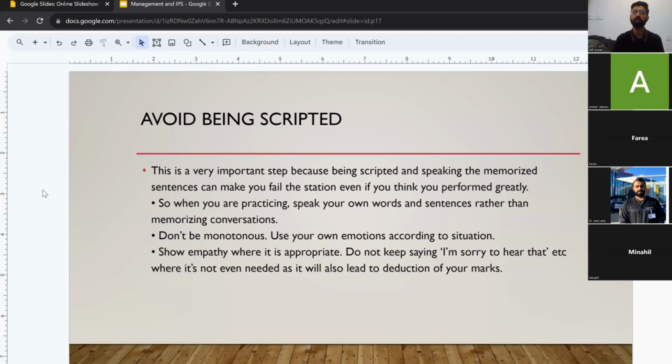But if someone tells you, doctor, I'm experiencing this pain for 2 weeks, you do not need to say, I'm sorry to hear that. You'll simply say, yeah, I can understand. It must have been quite bothering for you, right? So you can show empathy by lowering your tone, by acknowledging their emotions and their suffering, but do not keep saying I'm sorry to hear that, because that seems very scripted and the examiner will deduct your marks. So keep your tone changing according to the situation. Use your own sentences. Show empathy where it is needed. Do not keep showing empathy where it's not even needed.